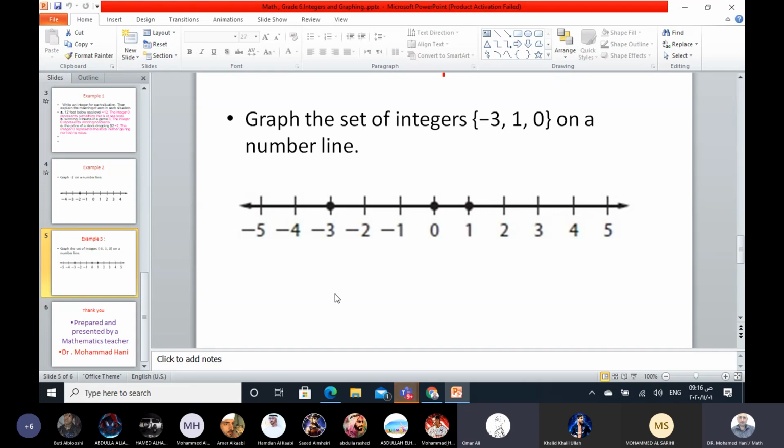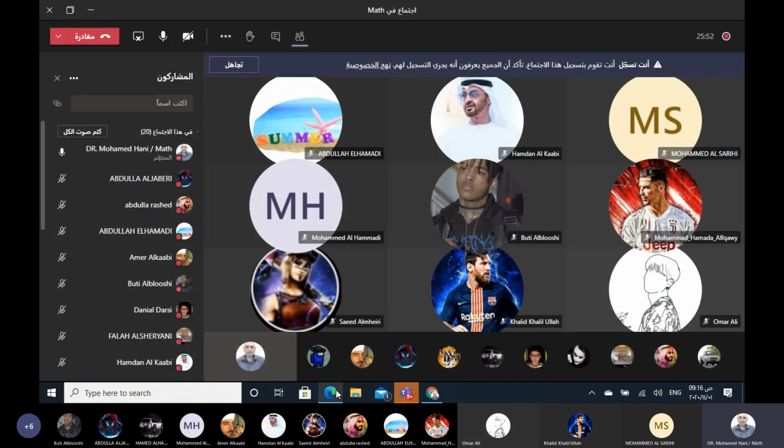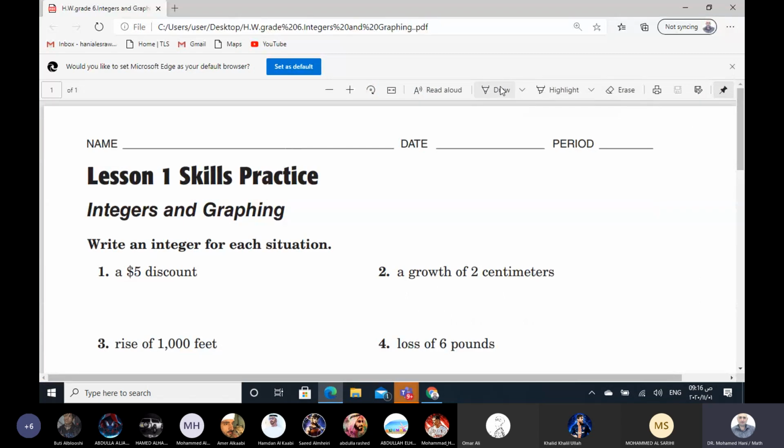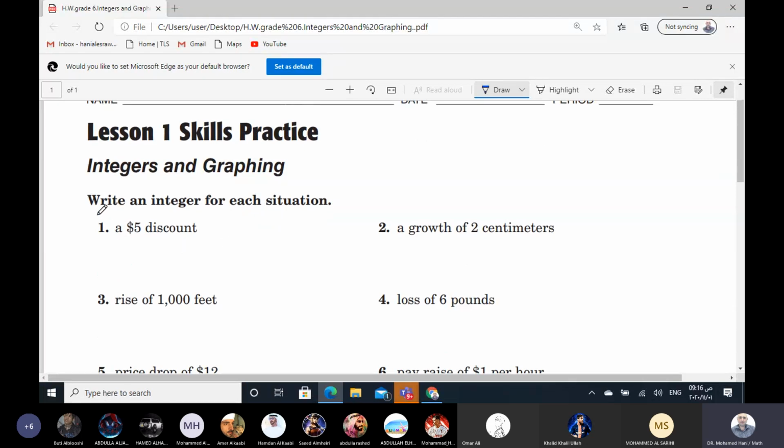No one. Great. So our lesson today is integers and graphing. And the question now: write an integer for each situation.